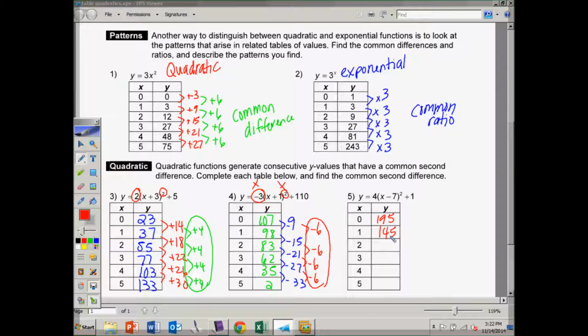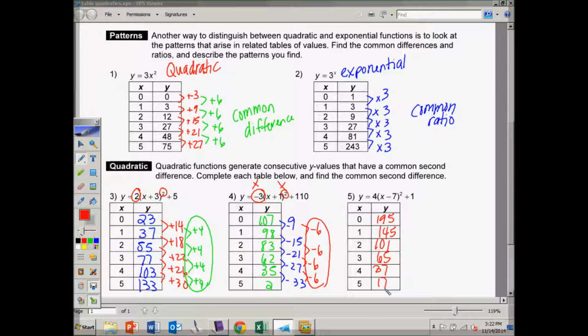Okay, 2 minus 7 is negative 5 squared is 25. 25 times 4 is 100. 100 plus 1 is 101. All right, 3 minus 7 is negative 4. 4 squared is 16. 16 times 4 is 64, and 64 plus 1 is 65. All right, negative 3 squared is 9. 9 times 4 is 36 plus 1 is 37. And then we have 2 squared, that gives me 4. 4 times 4 is 16 plus 1 is 17.